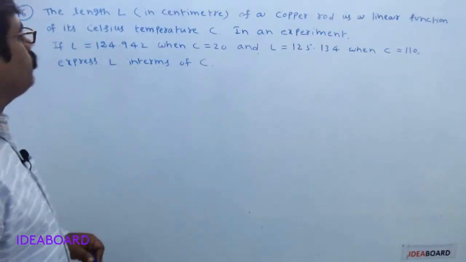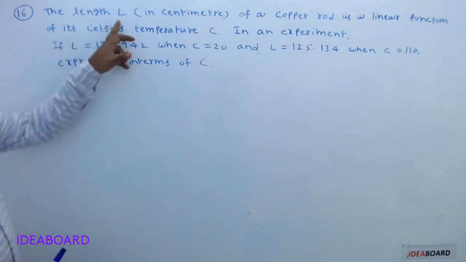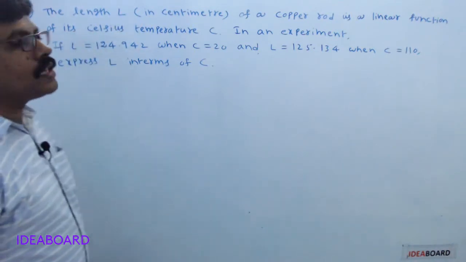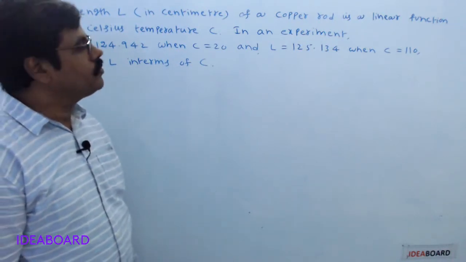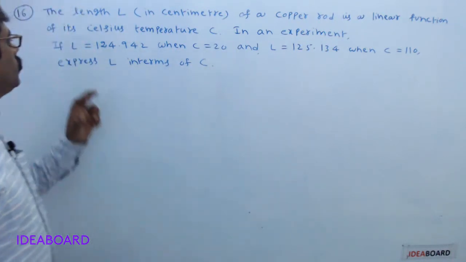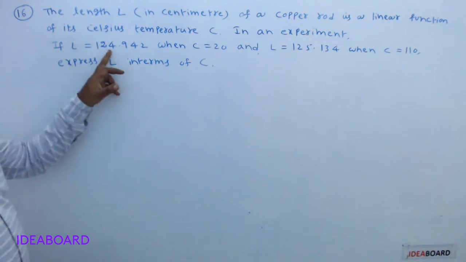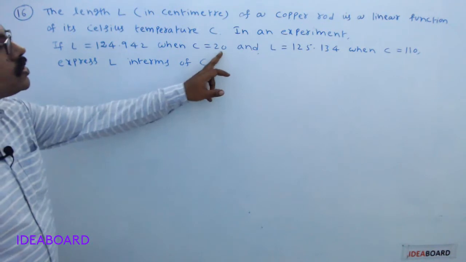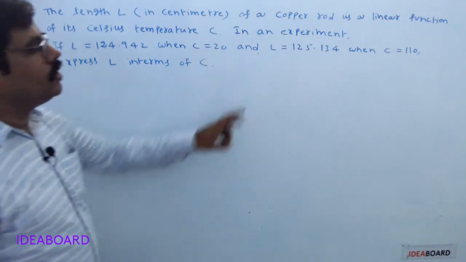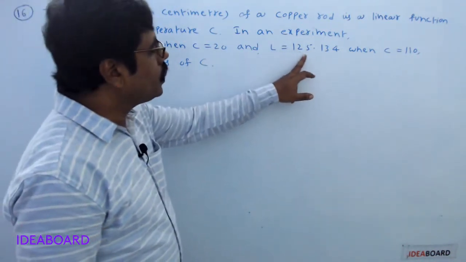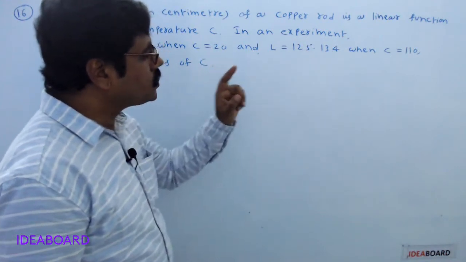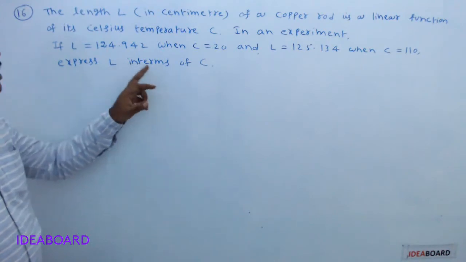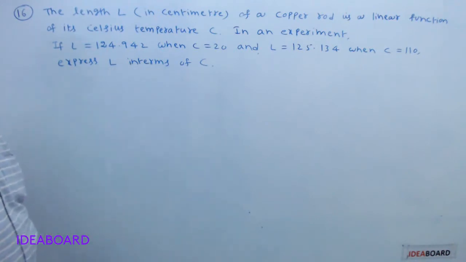Now come to the next problem. The length L of a copper rod is a linear function of its Celsius temperature C. In an experiment, the L value is 124.942 when C equals 20 and L equals 125.134 when C equals 110. Express the value of L in terms of C.